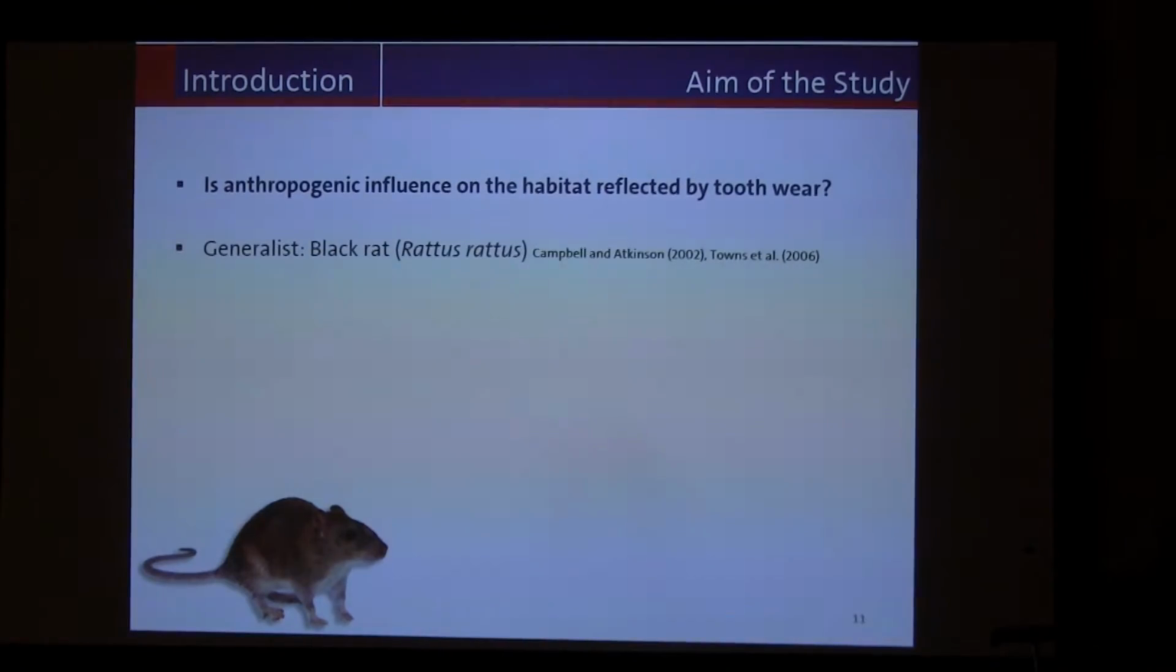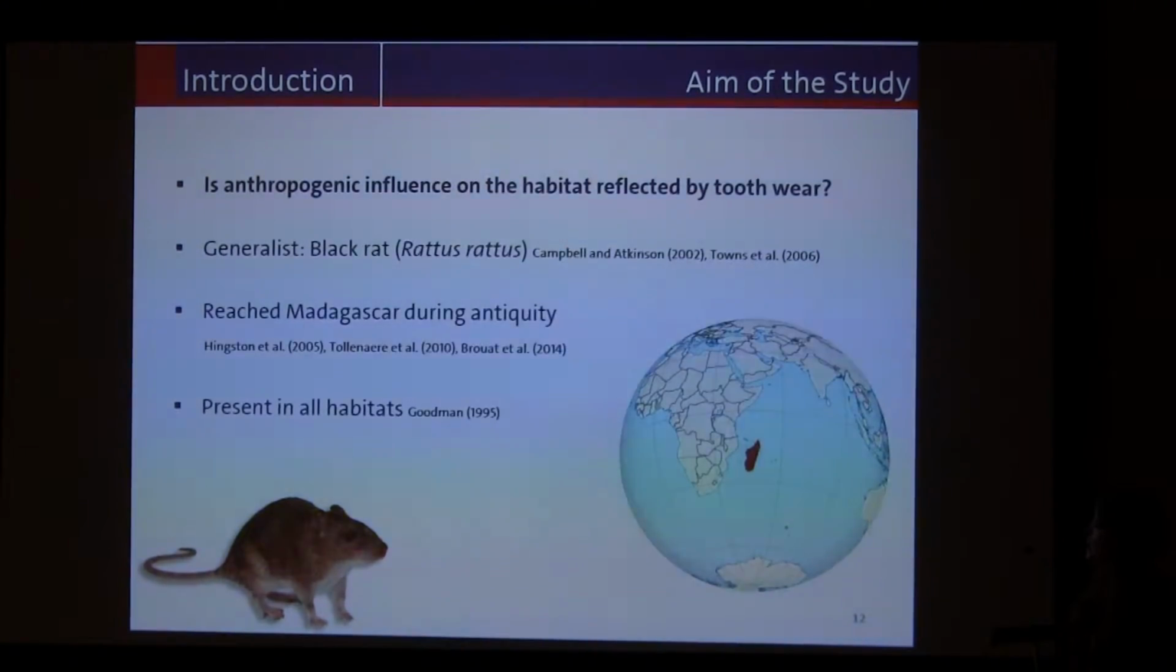And so we used a very generalistic rodent, the black rat, to test our idea. The black rat is pretty useful for this because it feeds on a variety of dietary items like nuts and seeds and other plant parts, but also on insects. So it's very flexible and can therefore easily adapt to new habitats and also invade new habitats, and that's why it's so widely spread all over the world. So the black rats have already reached Madagascar during antiquity, so that's at least what genetic studies show us. And nowadays, they're present all over the island, so in all habitats.